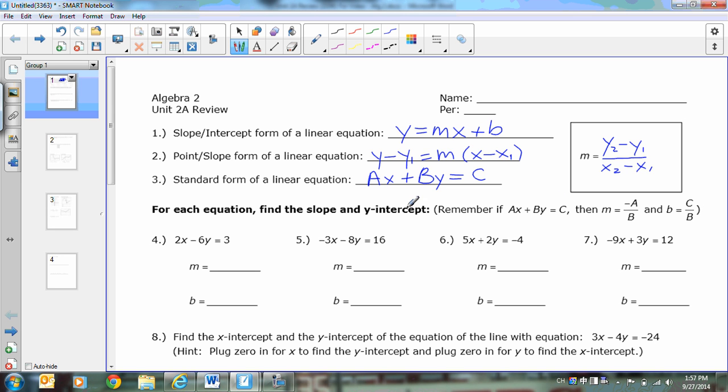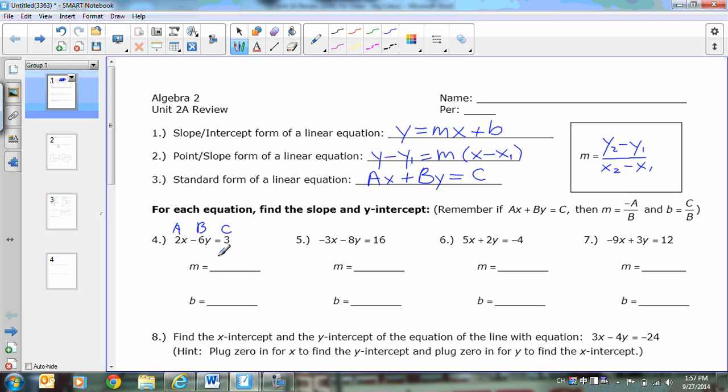So let's take a look at number 4. We're going to find the slope and the y-intercept of this equation written in standard form. Remember, A is the coefficient of your x term, so A is 2. B is negative 6. Notice the negative in front of this term. That's part of the term. And then C, your constant term, is 3.